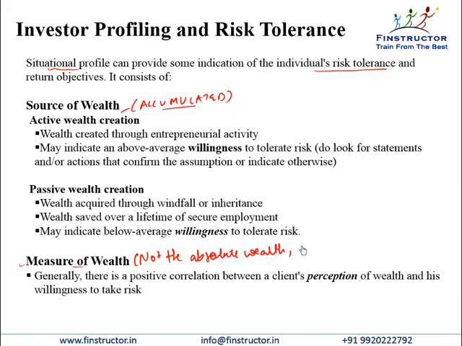It is the investor's perception of his wealth. So how much does he think that his wealth is? Generally speaking, there is a positive correlation between a client's perception of his wealth and his willingness to take risk. So if he thinks his wealth is high or large, he'd be willing to assume more risk, because even if he loses some of it, it does not really impact his lifestyle. If he feels that his wealth is small, then he would be less willing to risk a lot of it.